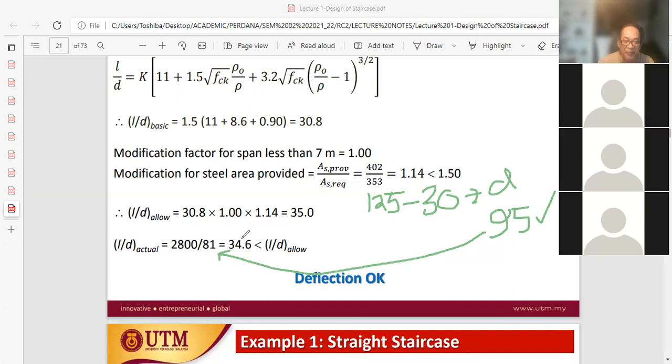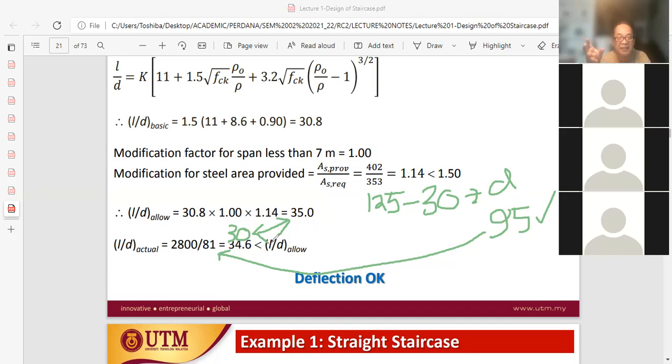29.5, lebih kurang 30 lah. Okay. Now we can see the difference between allowable dengan actual. Allowable 35, actual 30. We have a clear difference between these two values. Nampak jelas, clearly we can see that the actual is much less than the allowable.